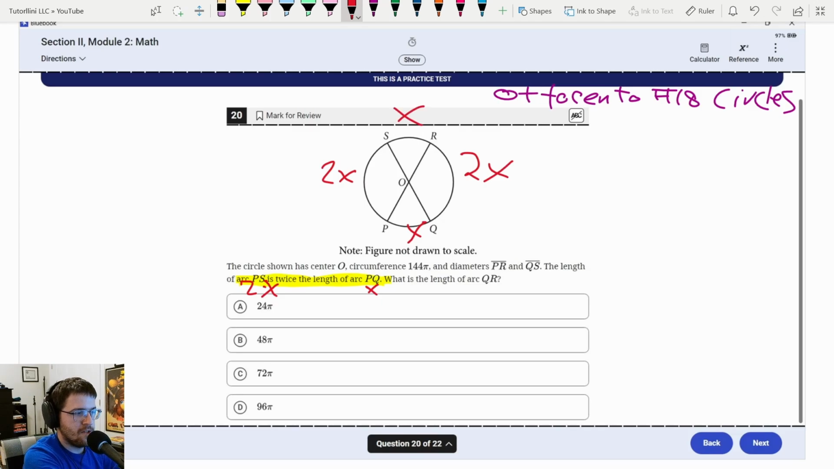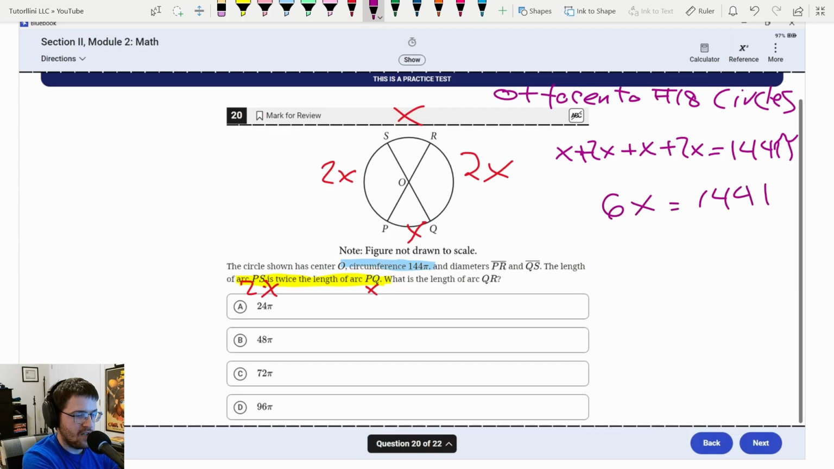So now the circumference is the sum of all the arcs, so all of this added up. It's very similar to perimeter, like of a triangle or a rectangle. So we're going to add them all up. x plus 2x plus x plus 2x is equal to 144 pi. So x plus 2x plus x plus 2x is 6x.